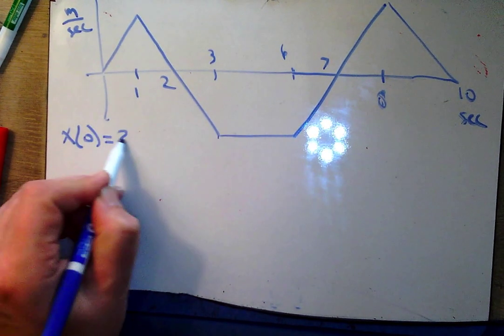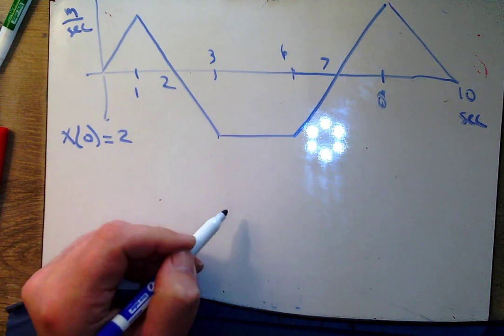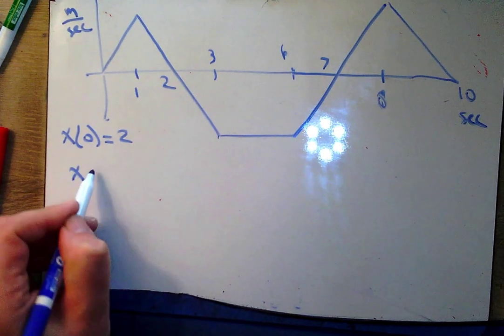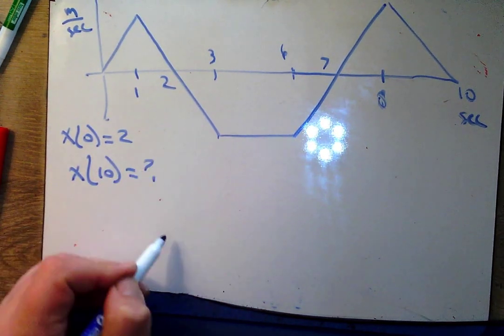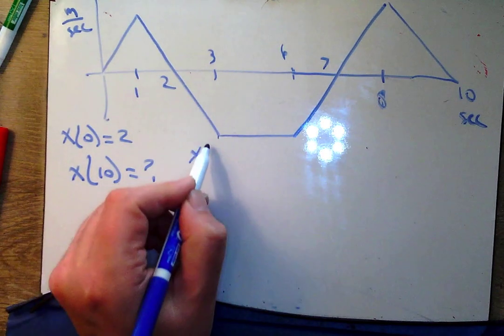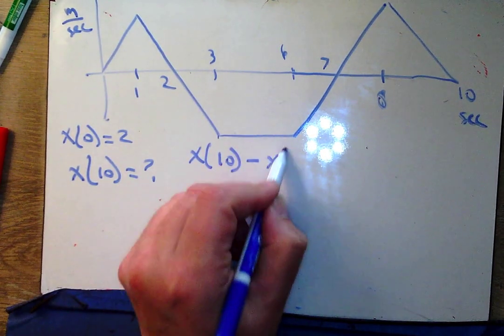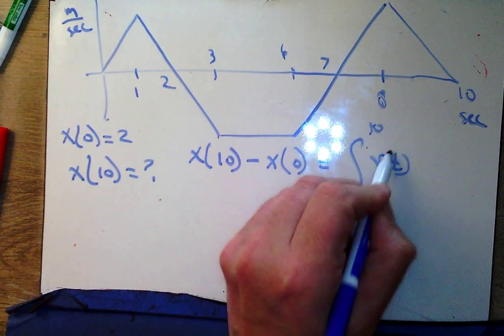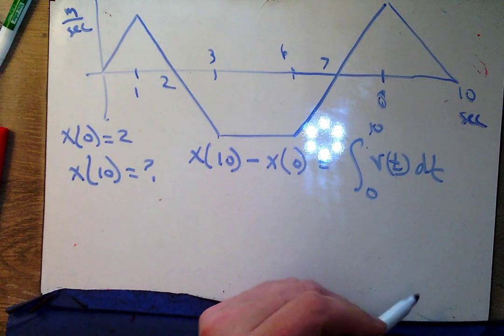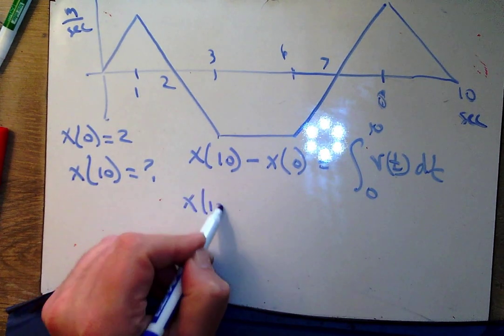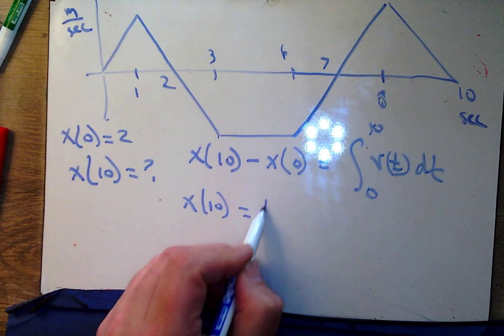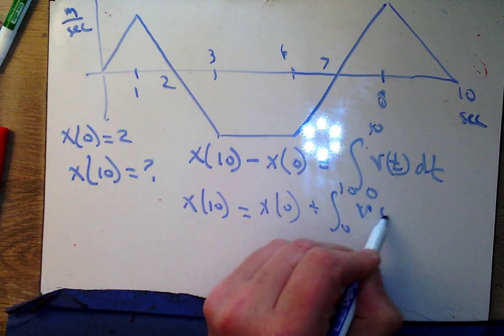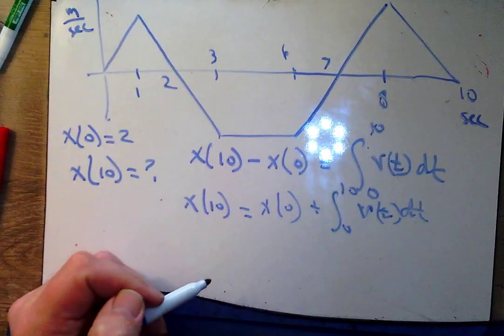So x of 0 equals 2. Okay. Where are we at the end of the 10-second trip? So we're trying to find x of 10. Well, I know that x of 10 minus x of 0 will equal the integral from 0 to 10 of v of t dt. All right, so if I'm looking for x of 10, that just means I have to add x of 0 to both sides. x of 10 equals x of 0 plus the integral of v of t dt. Excellent.